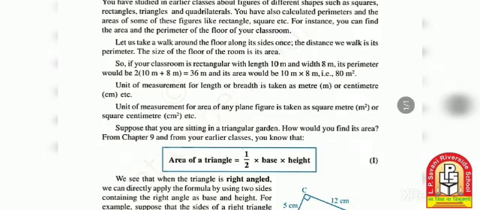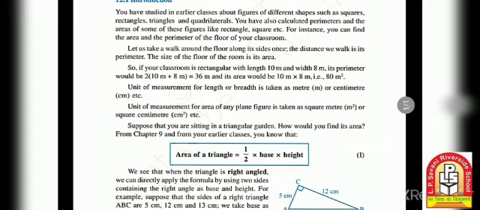For the perimeter, the unit of measurement of the length or breadth is taken as meter. The unit of measure for the area of any plane figure is meter square or centimeter square. Area of triangle is equal to 1/2 base multiplied by height.